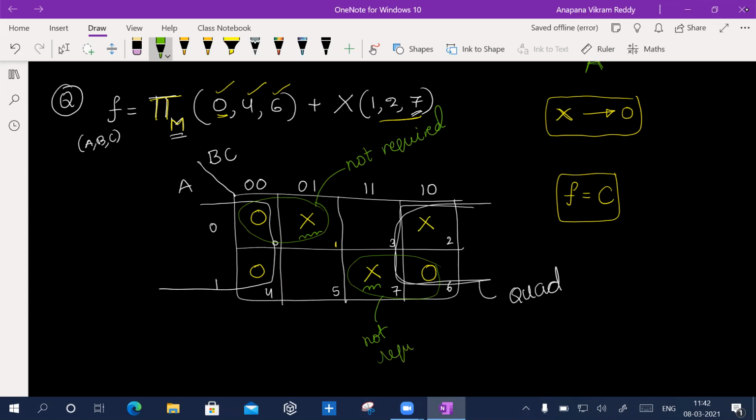Out of 3 don't cares, don't care 1, don't care 2, don't care 3, only this don't care is required here. The remaining 2 are not required. So I'll remove these. Anyway, it's getting stuck, I can't do anything. So F is equal to C. I'm taking this one here.